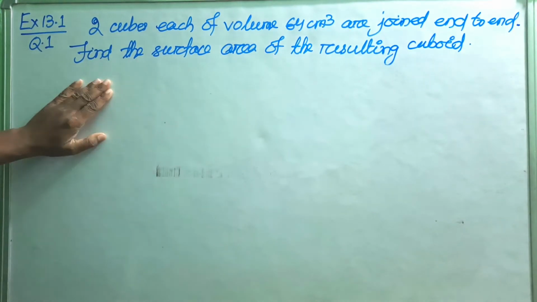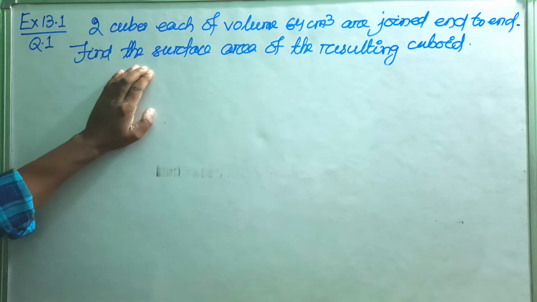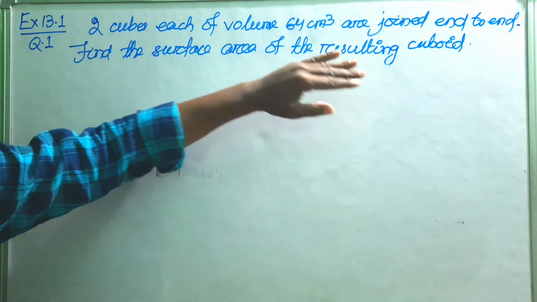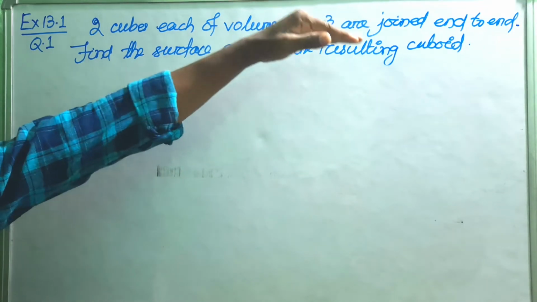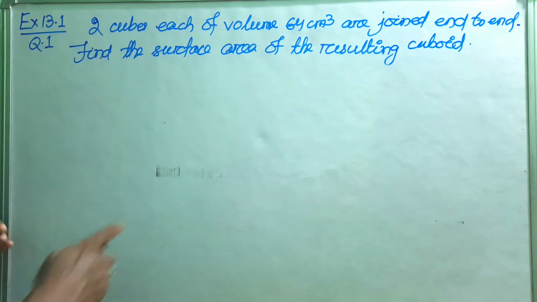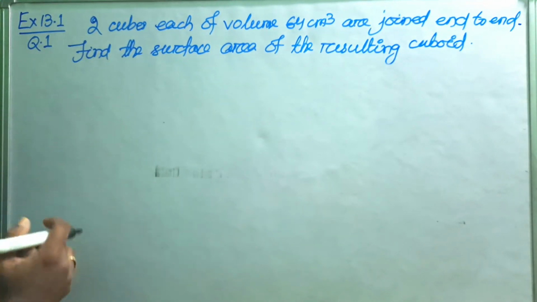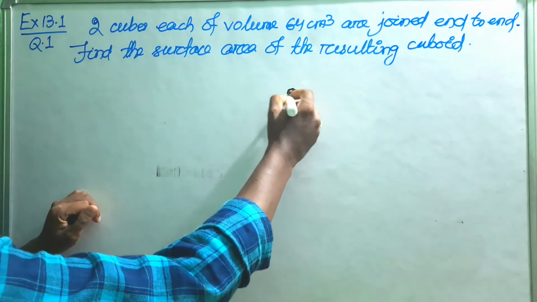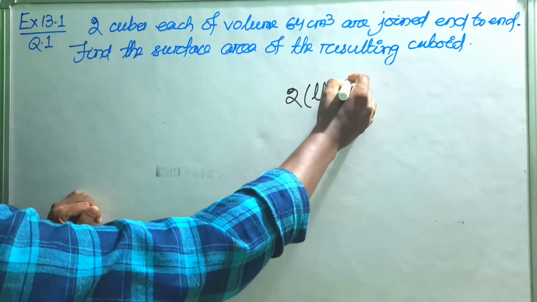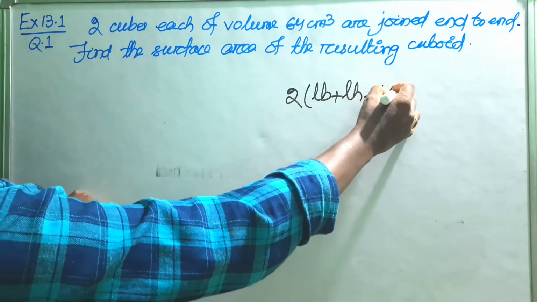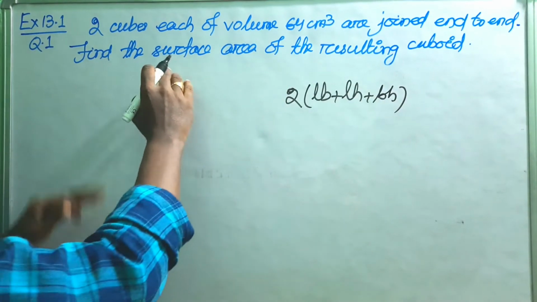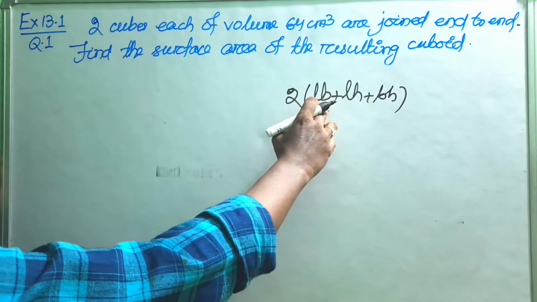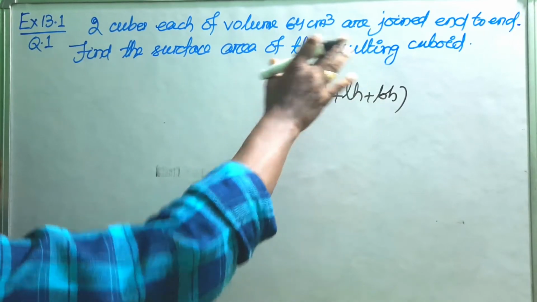Here also, the last part of this question is: find the surface area of the resulting cuboid. That means you have to find the surface area of a cuboid. What is the formula for finding it? The formula is 2 into (LB plus LH plus BH). This is the formula you have to apply to get the surface area. Here L is length, B is breadth, H is height of the cuboid.